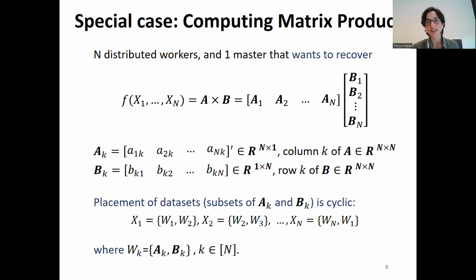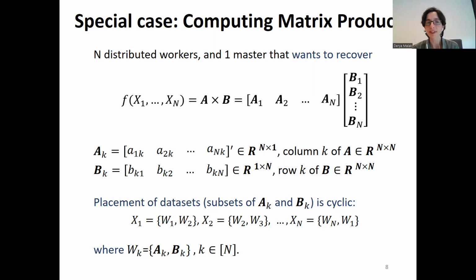So let's consider an example which is motivated by practical applications. Let's say we have N distributed workers and we want to compute a matrix product in a distributed way. So we have an A matrix and a B matrix. We expand the A matrix in terms of its columns; it has N columns, each a column vector. Similarly, we expand B into multiple rows. Each row is a row vector, and there are N of them.